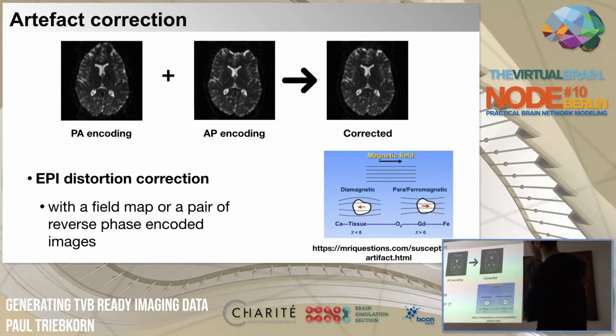Now, to correct for this, either we acquire a field map which measures these distortions. This is, I think, mainly how it's done in functional MRI. Here in diffusion imaging, we just acquire two series of images with reversed phase encoding. We see distortion in one direction and then distortion in the other direction, and we can use information from both images to correct for it and then get a well-aligned image afterwards.